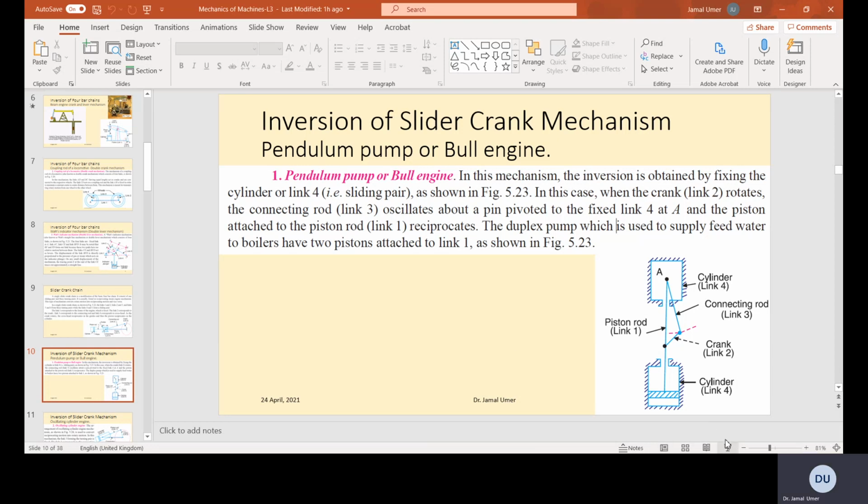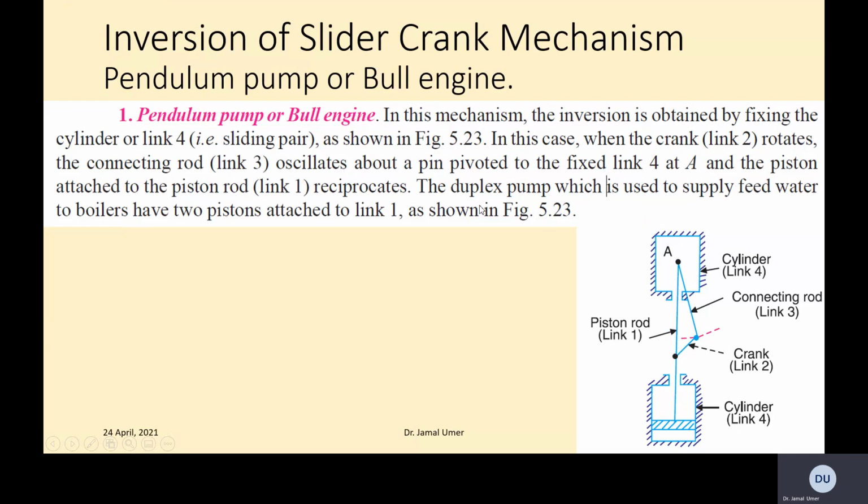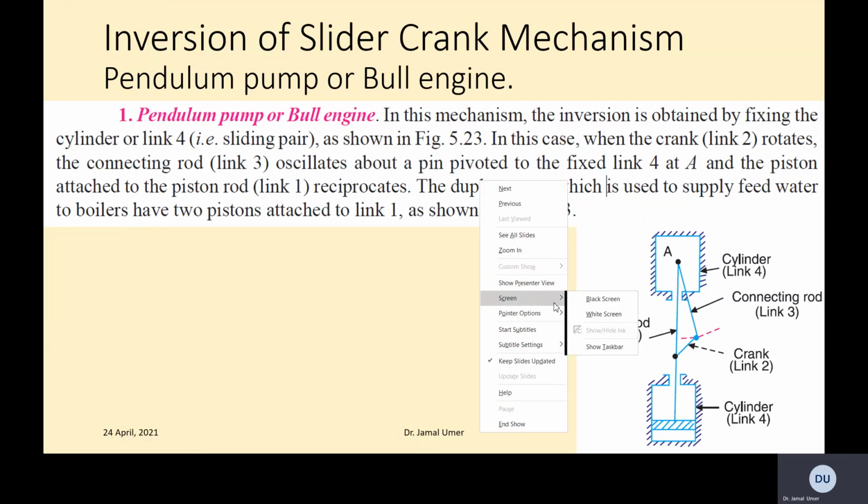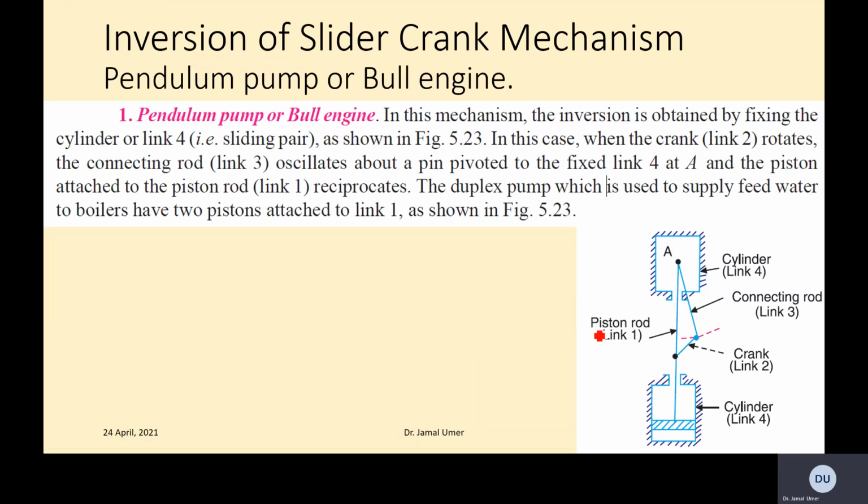So one of the examples given is a duplex pump. You might have discussed this very briefly in the boilers. The feed water pumps are used for the boilers, where the two pistons are attached to link 1, as shown in the figure. If you just Google it, I am quite sure you will be able to find some examples of the movements, because they are available. So this is one of the inversions for the single slider crank mechanism.